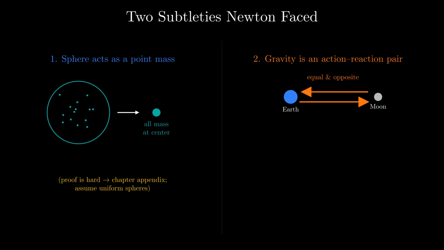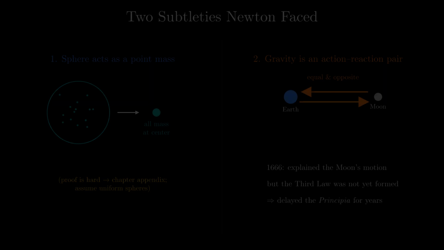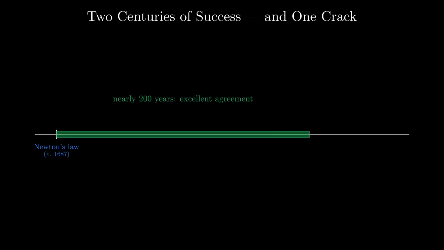Second, does the gravity between the Earth and the Moon form an action-reaction pair? When Newton first explained the Moon's motion in 1666, he had not yet framed his third law. Recognizing gravity as an action-reaction pair was the final missing key, and its absence delayed the Principia for years. Once complete, Newton's law was tested against the motion of the planets, and it succeeded spectacularly. For nearly 200 years, it matched observation almost perfectly.